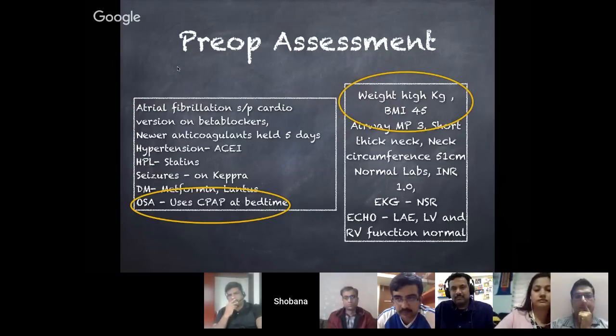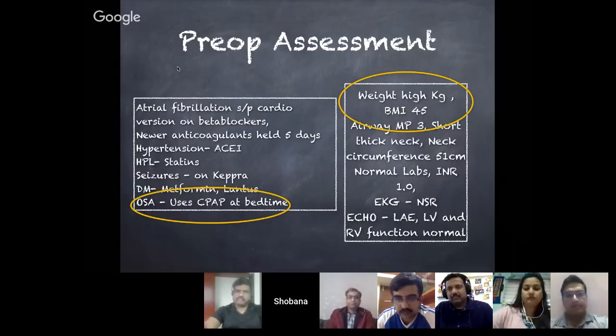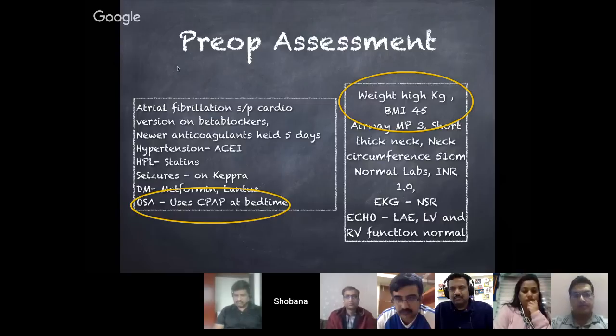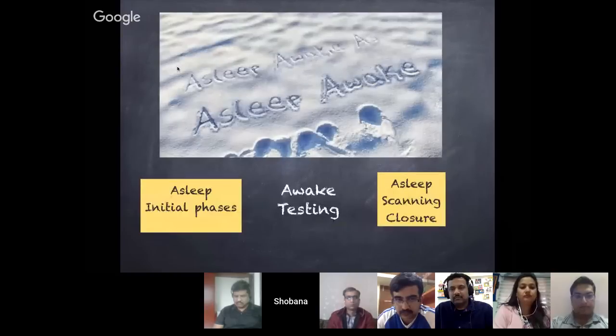You look at the weight, he's pretty much above 100 kilograms. The body mass index is high, and when you look at the airway, it shows a Mallampati grade 3, so all of this makes you think about how we are going to do the case. It is done in 3 phases. The initial phase is a sleep phase, where you keep the patient well sedated for the induction, transport, and then pinning, and then opening. Then you wake the patient up on the pins and test the patient, and then again you put the patient back to sleep when you do the MRI scanning, and then during the closure.